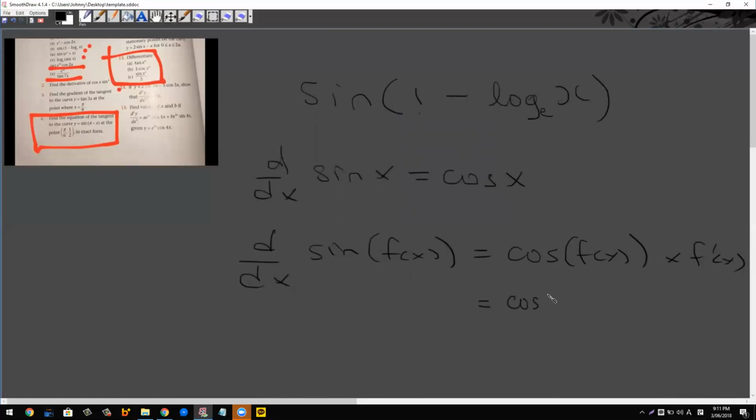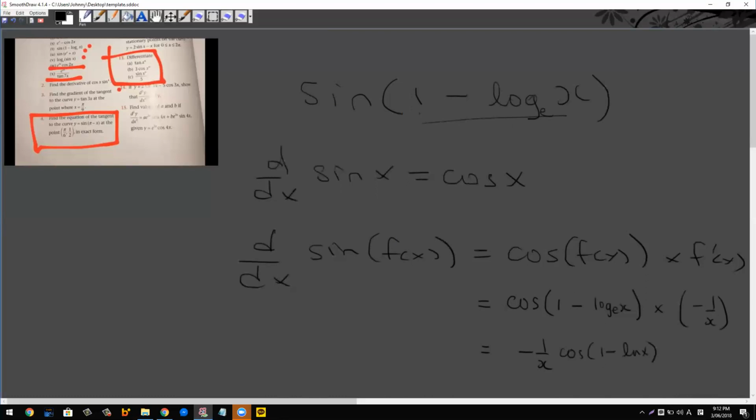My answer was, I don't know if this is right, but I got cos of (1 minus log e x) times 1 on x. Negative 1 on x. Why is it? Oh, yeah, the differentiation of that is 1 on x. Okay, so this is equal to negative 1 over x, times by cosine. So you pull this one out to the front. That's easier.